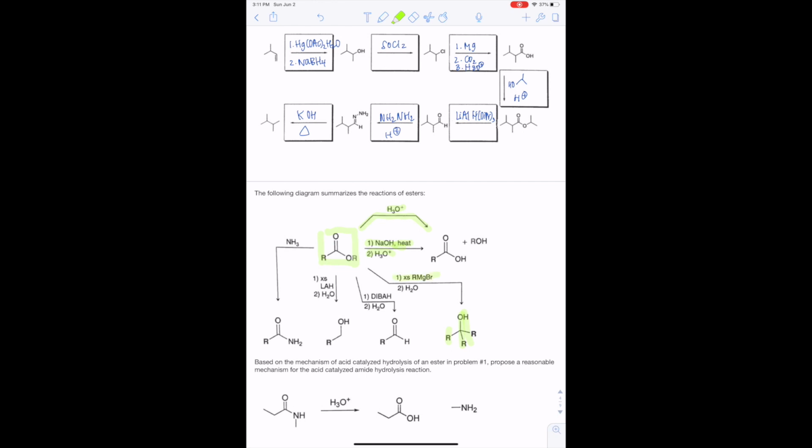We can use excess RMgBr in water to create a tertiary alcohol. We can use DIBAH in water to create an aldehyde. We can use NH3 to create an amide. And then we can use excess LAH in water to create a primary alcohol.